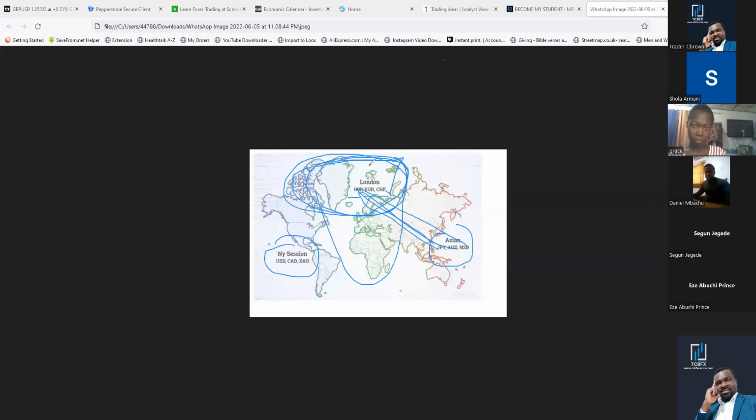Why? Because when you are awake in the London session, these ones are sleeping. The market is not active. The movement of these currencies is low. They are weak. Okay, let me go back to the chart so that you understand. I just wanted to show you this. I hope you got it. Let's go back to my chart so that I can show you what we're talking about.